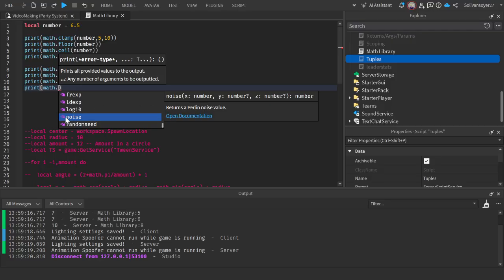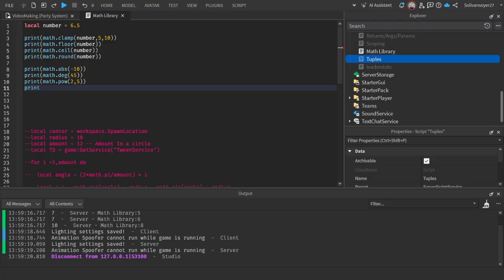Noise. I will say though, a hint: I've seen someone use math.noise with the volume of their mic to make parts change to the size of their volume. So if they talk loud, a part would get bigger, which is pretty sick. But yeah, that's really about it for the math library.